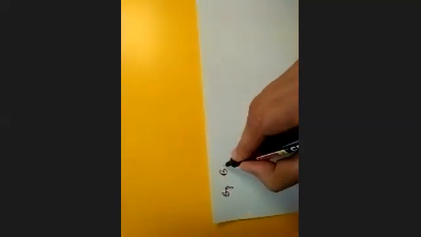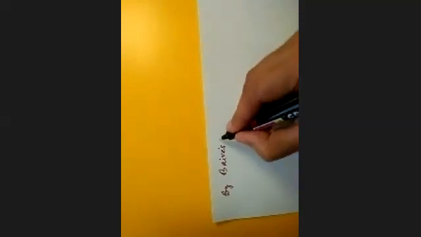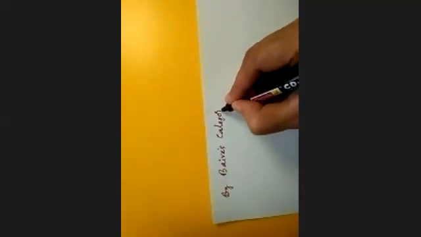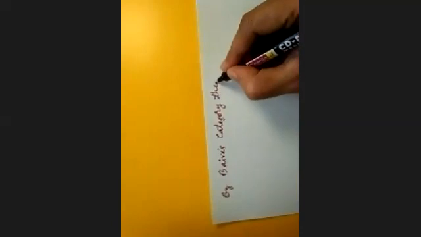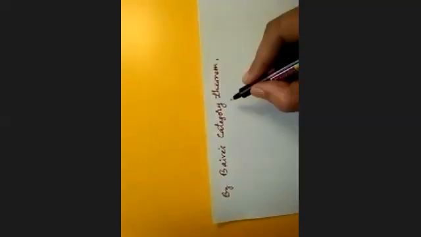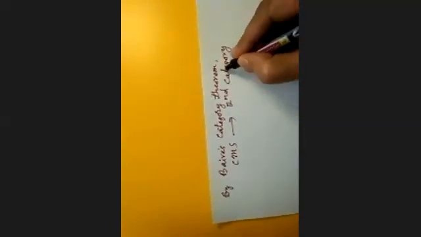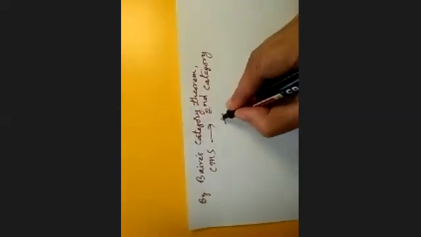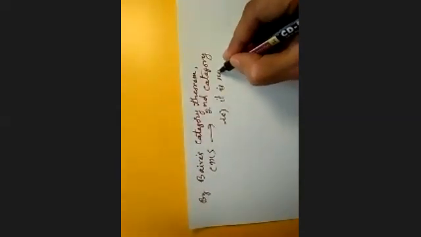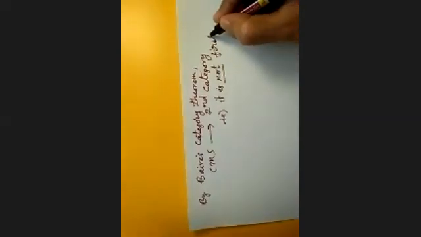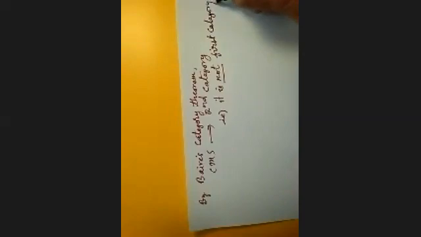By Baire category theorem, every complete metric space is of second category. Second category means what? That is, it is not first category.